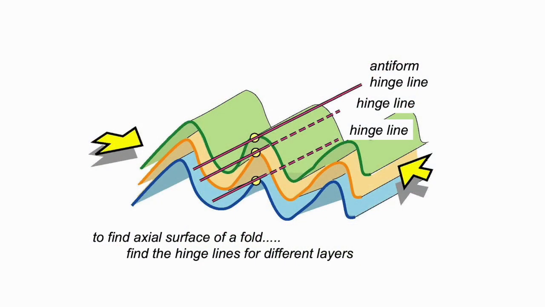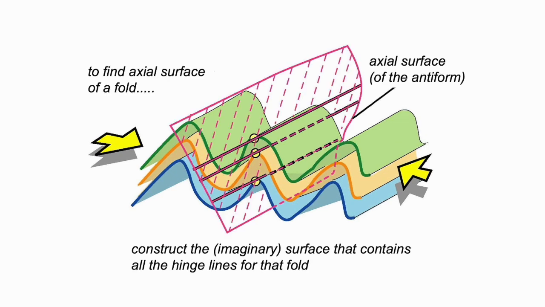So for folded units like this, the hinge line is a line that connects points of maximum curvature for a single layer on an individual fold. So each layer has got its own fold hinge line. If you join these hinge lines together, we create a surface defined by all the individual hinge lines, and this is the fold axial surface.